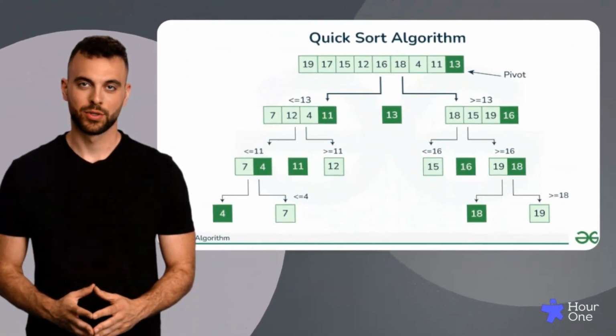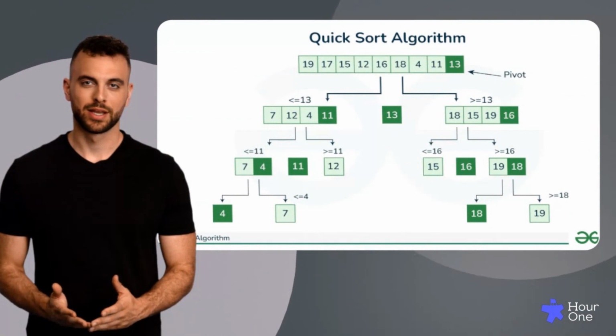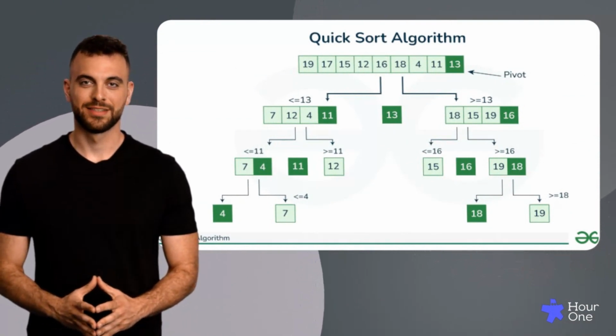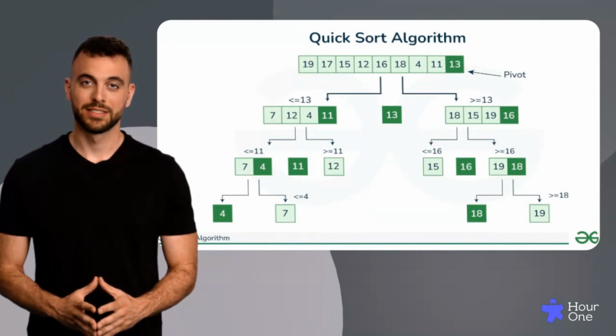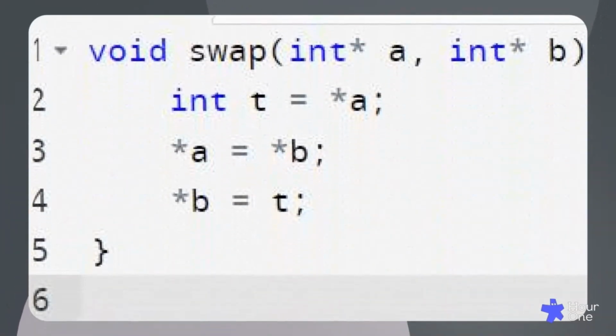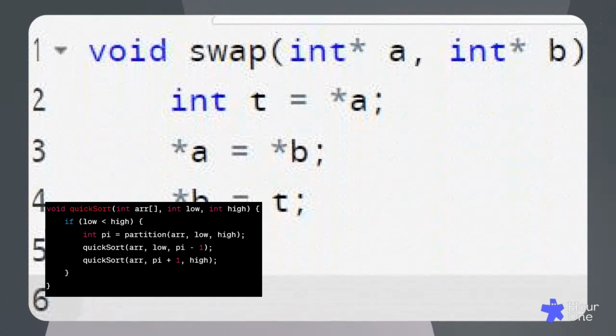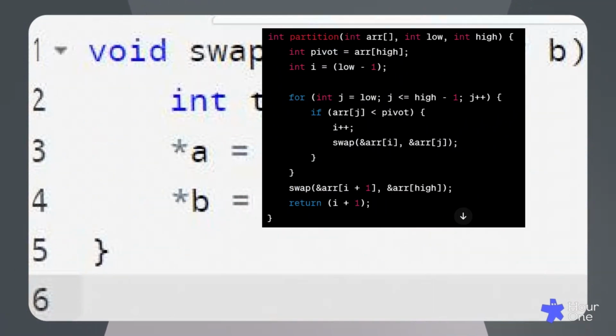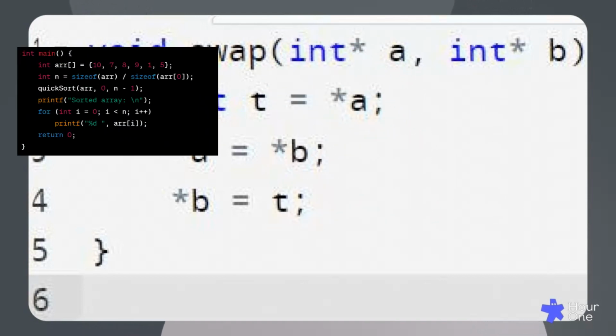In today's video, we're going to dive into the world of sorting algorithms and specifically explore the QuickSort algorithm. I'll be walking you through a simple implementation in C step by step and explaining how it works. We have a C program here that implements the QuickSort algorithm. The code is divided into three main functions: swap, partition, and QuickSort, along with the main function where we initialize an array and call the QuickSort function.